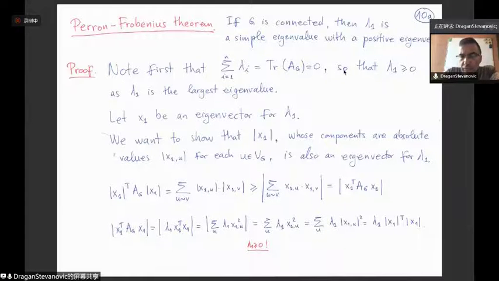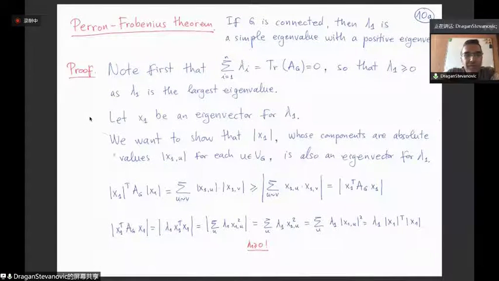What we need to know first is, let me recall for a moment, the sum of all eigenvalues is equal to the trace of the matrix, and since we don't have loops in our graph, so no edge connects a vertex to itself, we only have zeros on the diagonal, so the trace will be 0. So if the sum of all eigenvalues is 0 and lambda 1 is the largest one, then it itself must be a non-negative one. That will be needed later at the bottom over here.